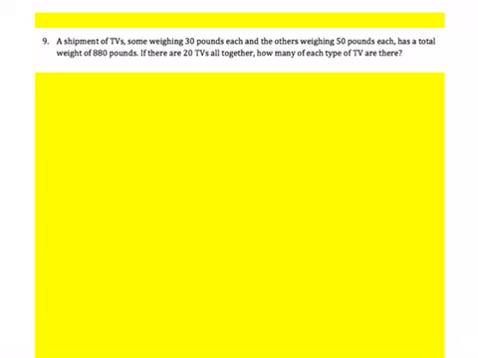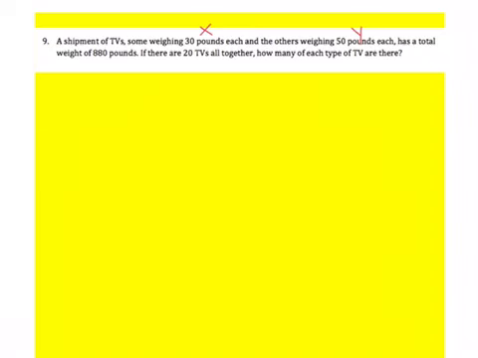Last example here, a shipment of TVs, some weighing 30 pounds each and the others weighing 50 pounds each, has a total weight of 880 pounds. If there are 20 TVs altogether, how many of each type of TV are there? So there's two things we're talking about. We're talking about these 30-pound TVs, which I'm going to call my X's, and the 50-pound TVs, which I'm going to call my Y's.